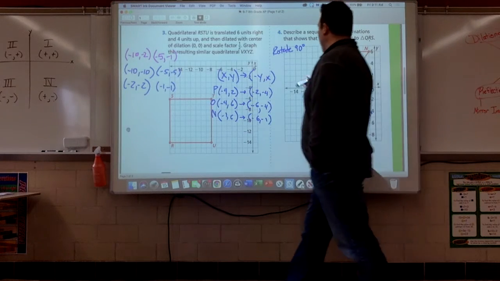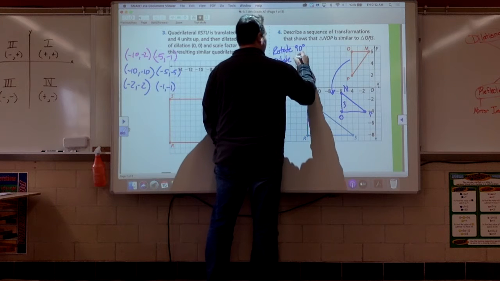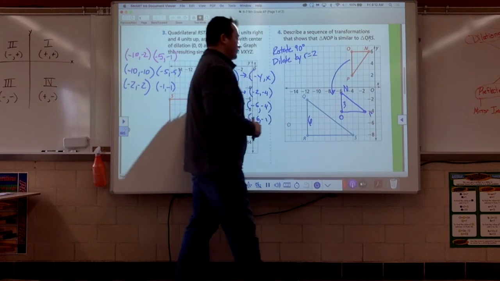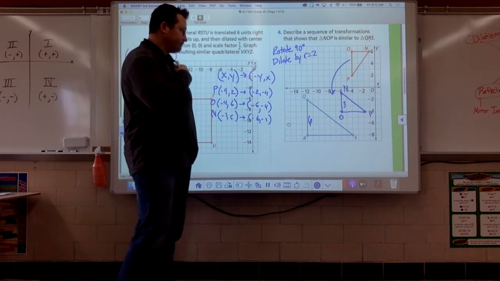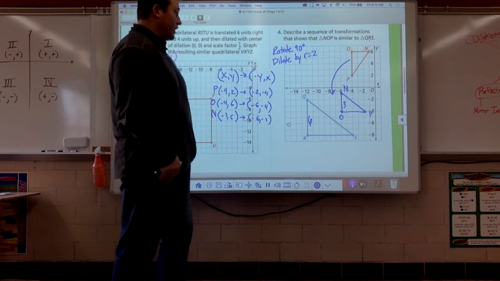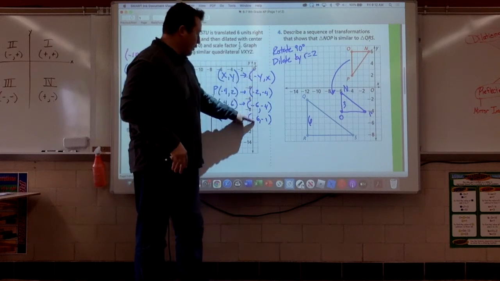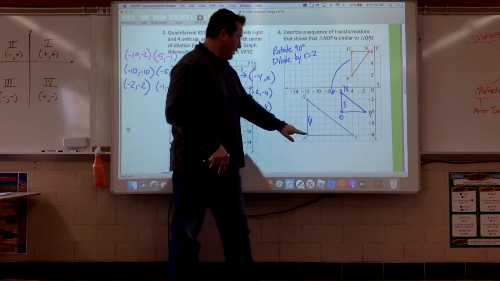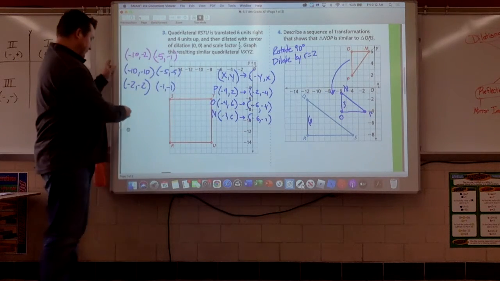So we're going to rotate 90 degrees, dilate from the origin by a scale factor of 2. Remember, r is the same thing as scale factor, okay? We do that, we're good to go, right? I could prove to you by taking these ordered pairs and multiplying each one of them by 2, they will go exactly where Q, R, and S are, okay?